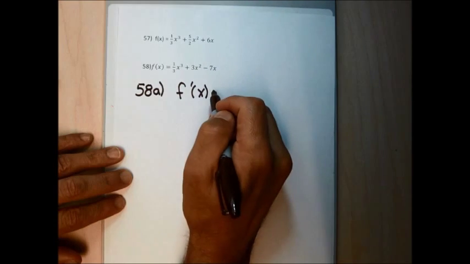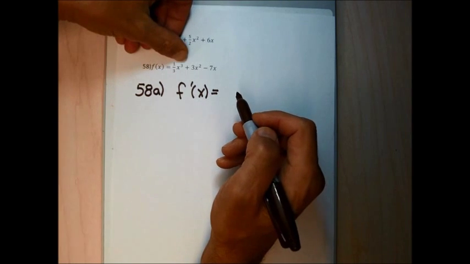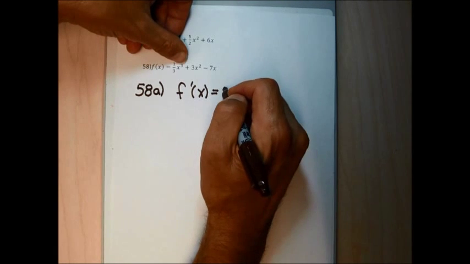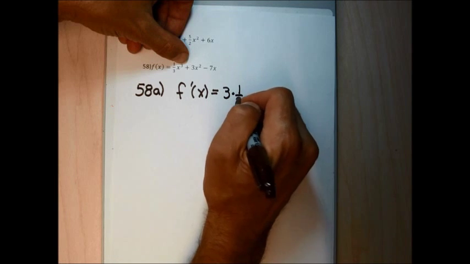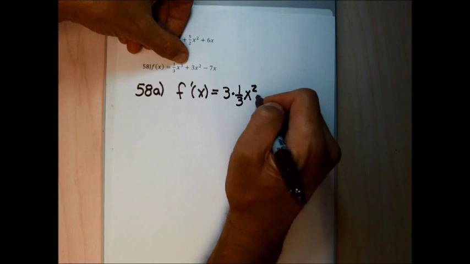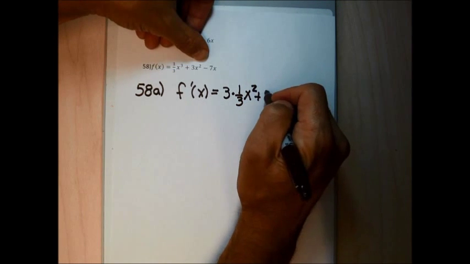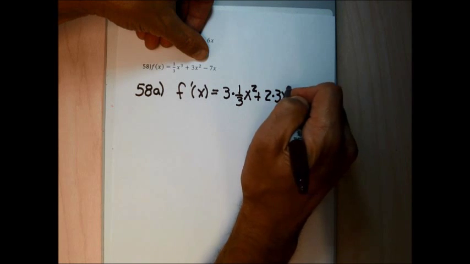To find the derivative, it's already multiplied out, so I'll just use the general power rule essentially. I'm going to multiply the exponent 3 of the x to the 1/3 by the coefficient of 1/3, and lower the exponent by 1. For the second term, I'm going to multiply the exponent of 2 by 3, and lower the exponent by 1.